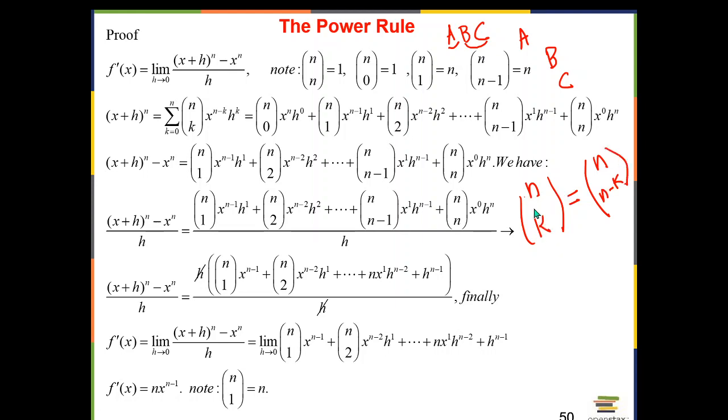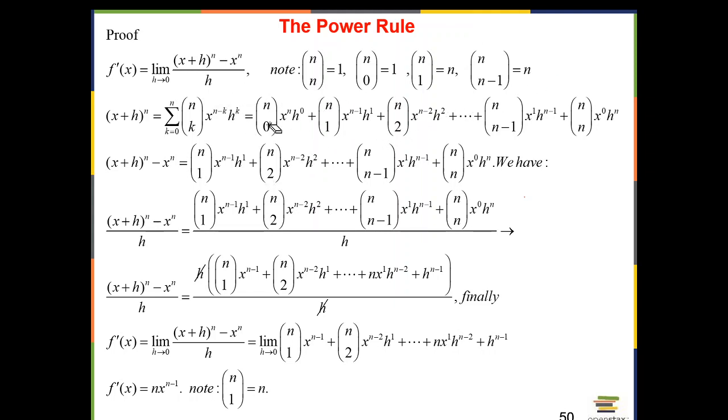So the number of choices that I have here to take k items is the same as the number of choices that I have if I don't want to take k items. I want to take the rest of them. So that's the idea here. It is not that important.